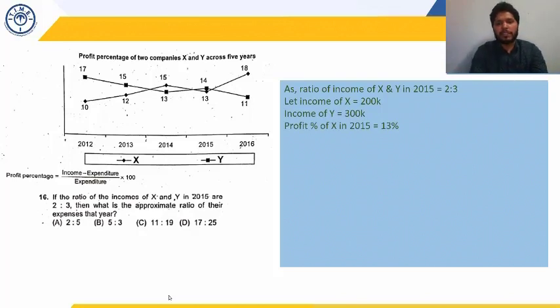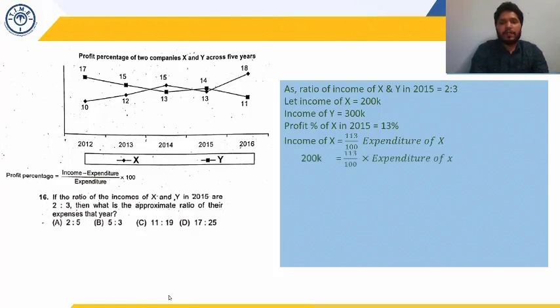What is the profit percent of X in 2015? It is 13%. So can I say income of X is 13% more than that of expenditure of X in 2015? Yes. So income of X is 113 by 100, or 1 plus 13 by 100, times expenditure of X. Income of X, we have assumed it to be 200k. So expenditure of X is going to be 200k into 100 divided by 113.